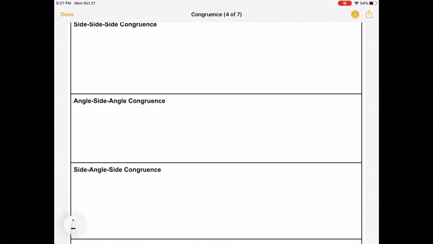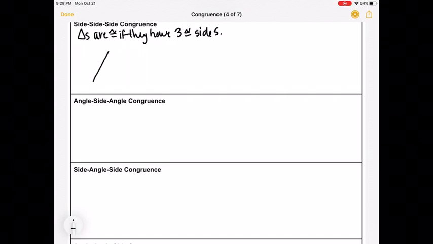So there are certain ways you can show congruence with triangles. Our first one here is side-side-side congruence. So basically, if you have two triangles, we're going to say triangles are congruent if they have 3 congruent sides. Okay, so I'm going to draw an example for each of these, and I would copy that down as well.